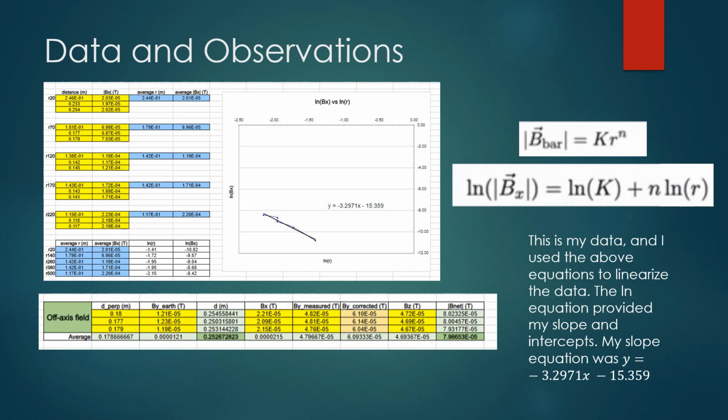And like I said, my slope was negative 3.2971, and the full formula was y equals negative 3.2971x minus 15.359.